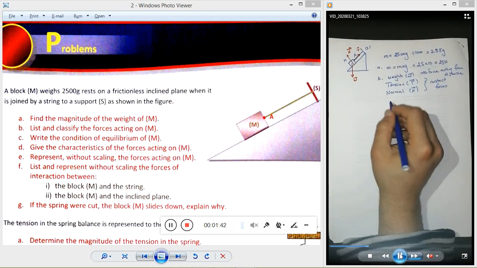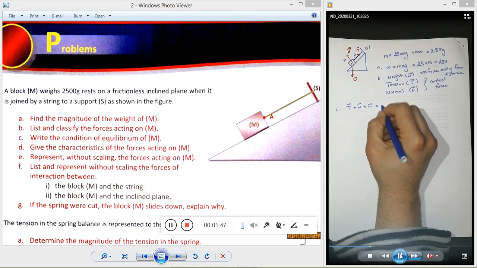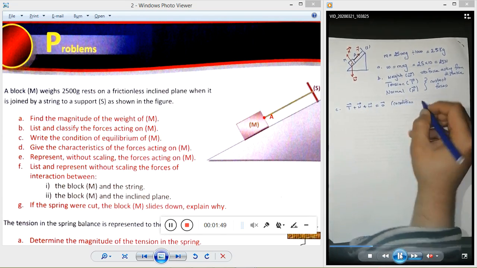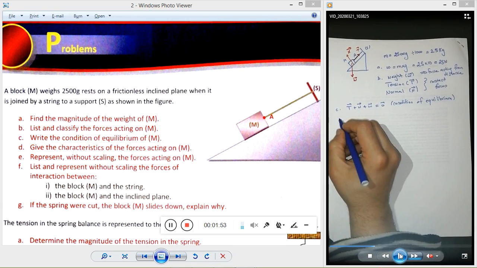Part C, write the condition of equilibrium of M. The condition of equilibrium includes all the forces, tension, weight, and normal, which are equal to zero vector. This is the condition of equilibrium. Okay, this is the vector relation.